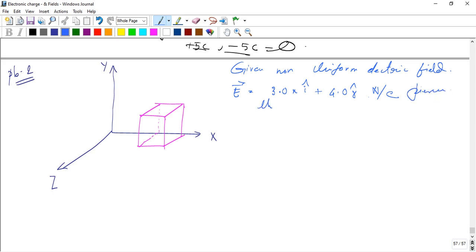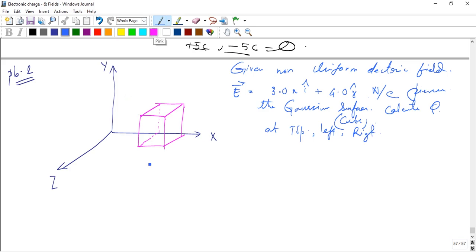Here, the Gaussian surface, or Gaussian cube, actually. Calculate the phi at all faces. Calculate phi at top, left and right. Actually, we want to calculate phi on the right surface, left surface and top surface. Okay, that is a cube.